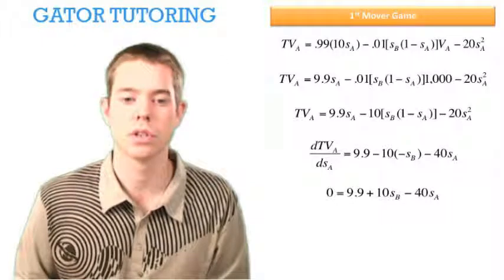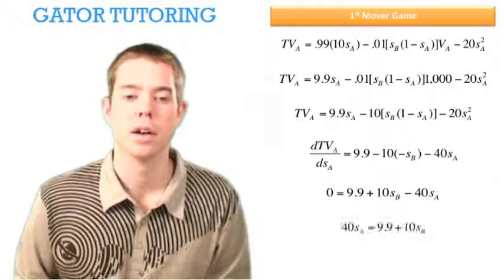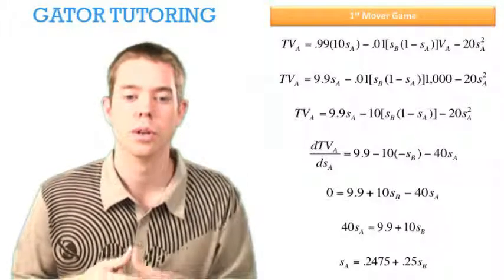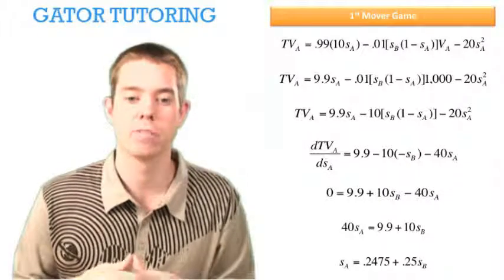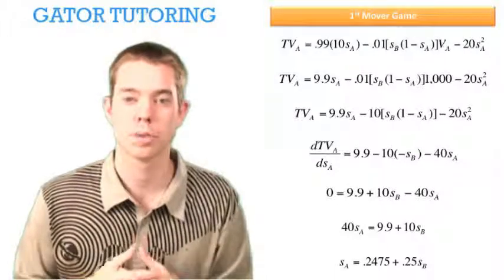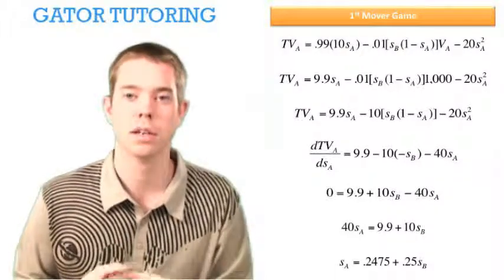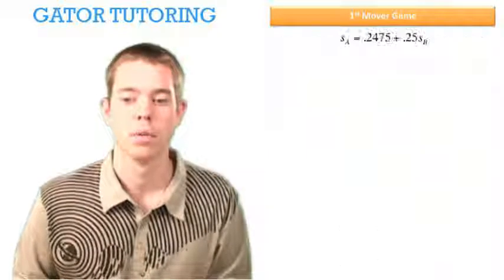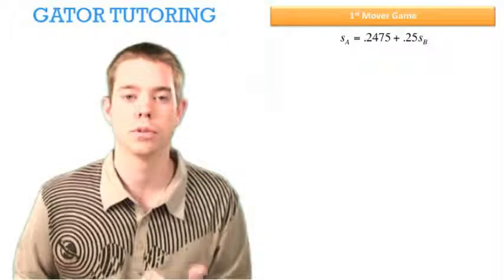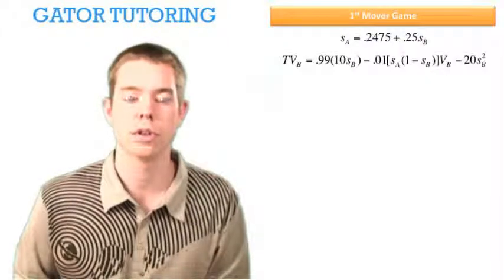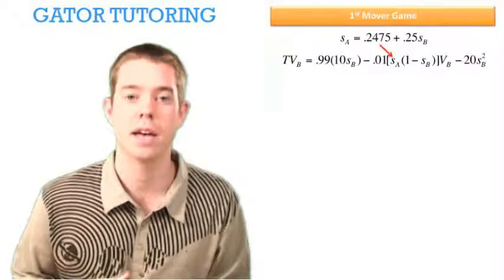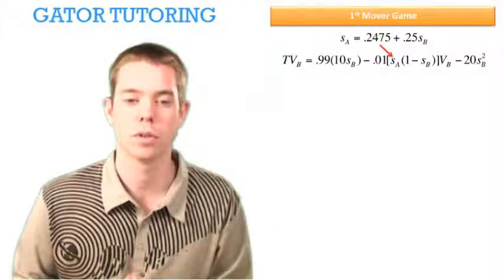We can set this equal to 0 and start to simplify, and we find that SA's reaction function is equal to 0.2475 plus 0.25 SB. So country A will respond to any given choice by country B in this fashion. Well, now that we've solved for A's reaction function, we need to start at B's total value function. And the idea here is we're going to plug what we found for SA into that total value function.